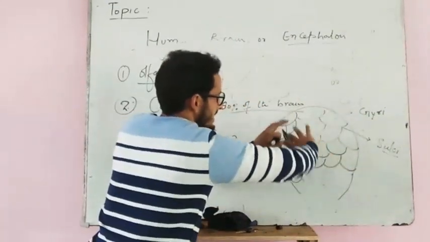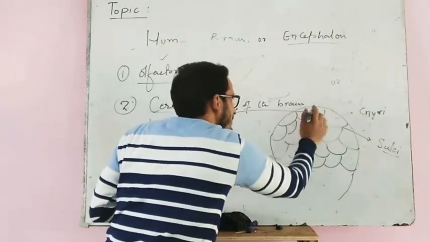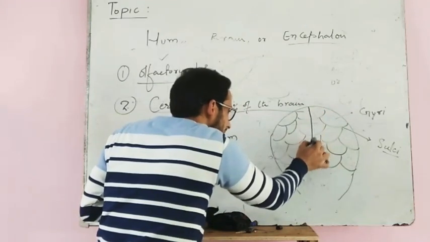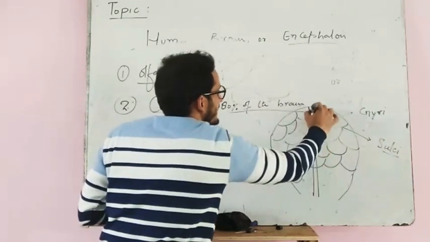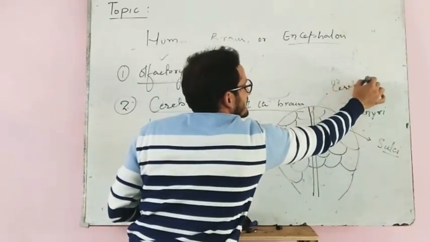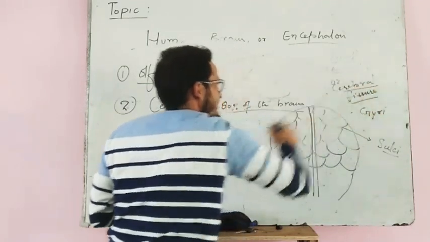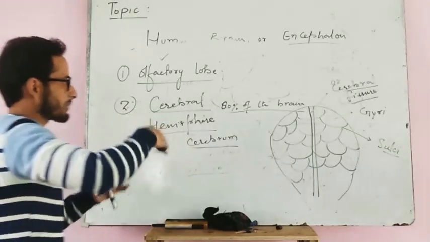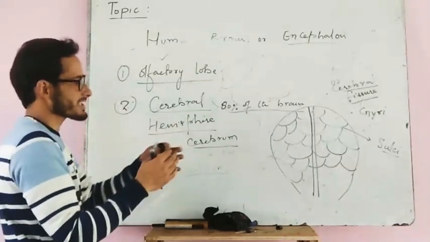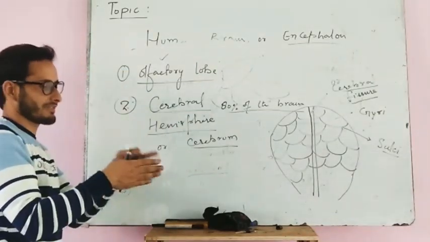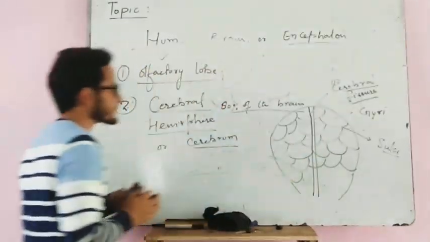This cerebrum, if we see the dorsal structure, is divided into two halves by a cleft which is called the cerebral fissure. This cerebral fissure divides the cerebrum, the uppermost part of the brain, into two equal parts. The whole brain can be divided longitudinally into two parts by this cerebral fissure.